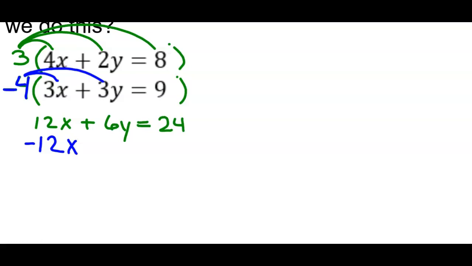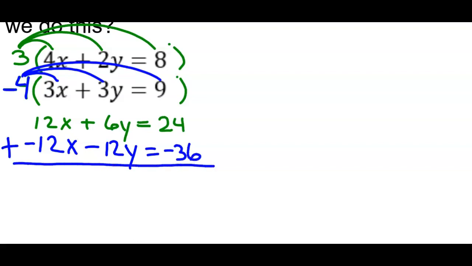-4 times 3y is -12y. -4 times 9 is? And now I would add those together, because now I can eliminate my x's, right? So that's what we would do if we wanted to get rid of our x's.